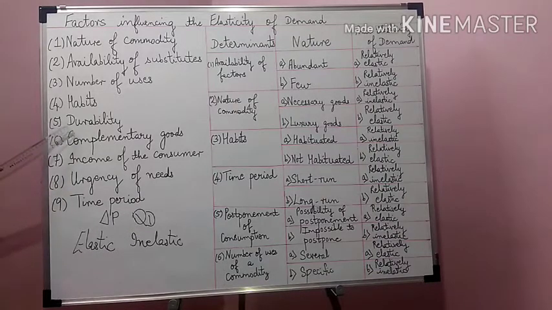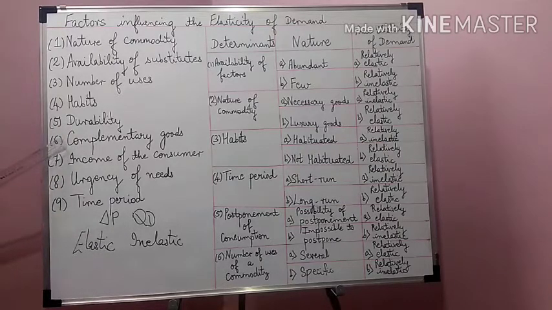Fifth, durability. The demand for durable goods is relatively elastic. For example, furniture, washing machine, etc. Demand for perishable goods is inelastic. For example, milk, vegetables, etc.